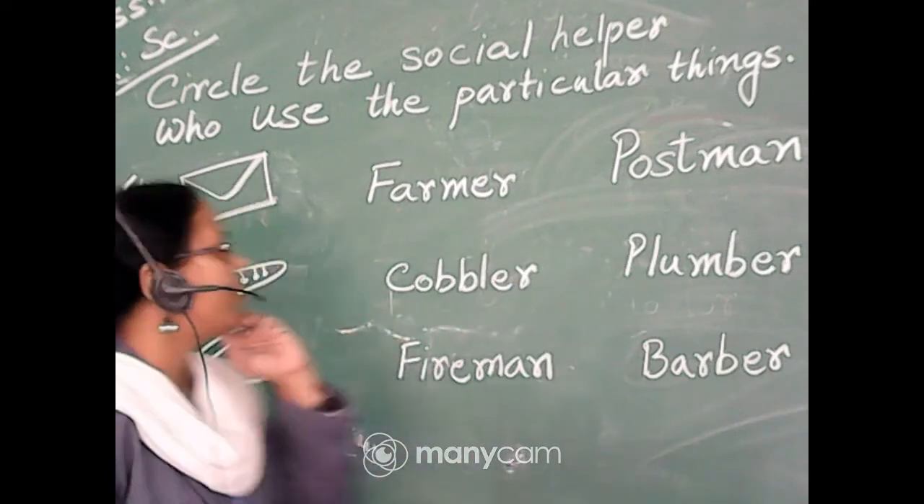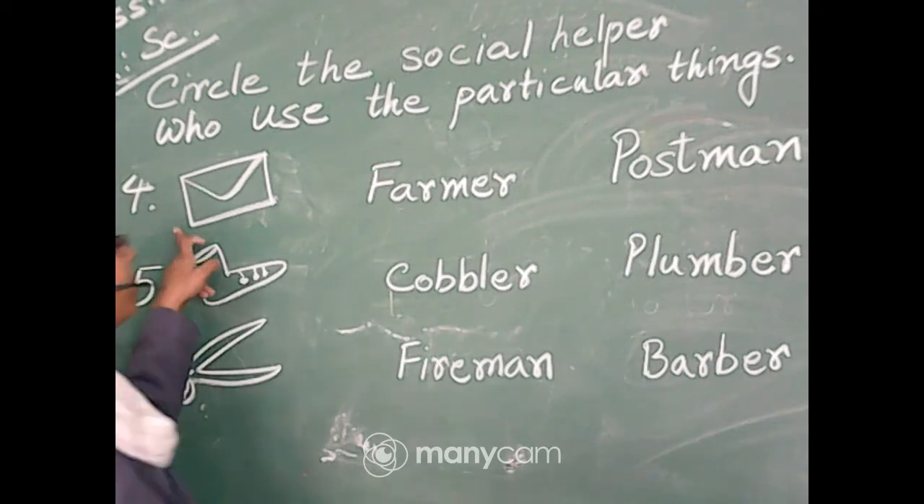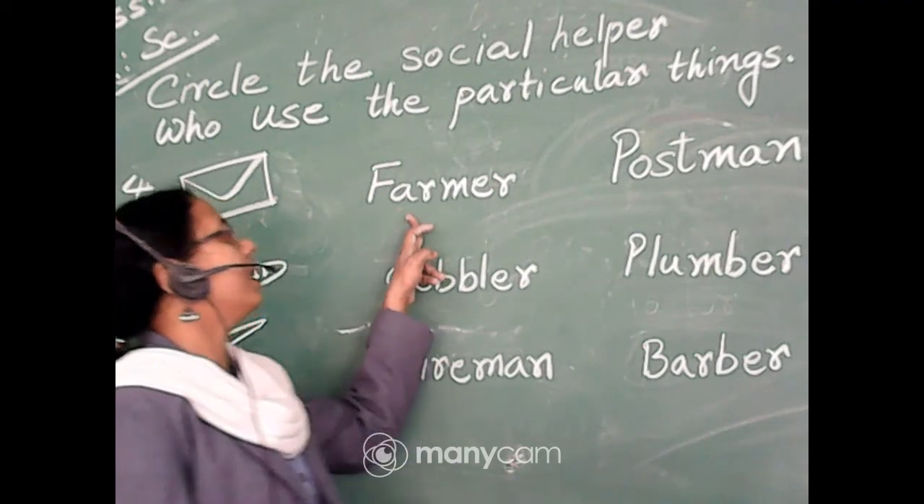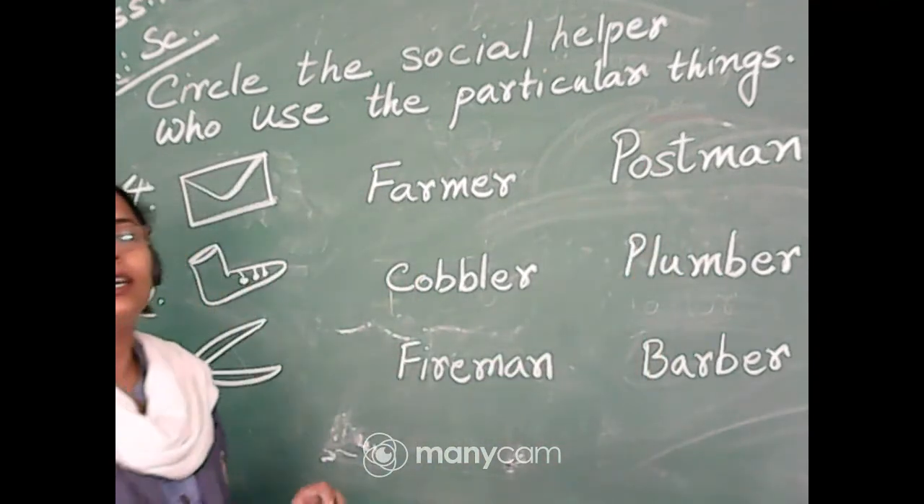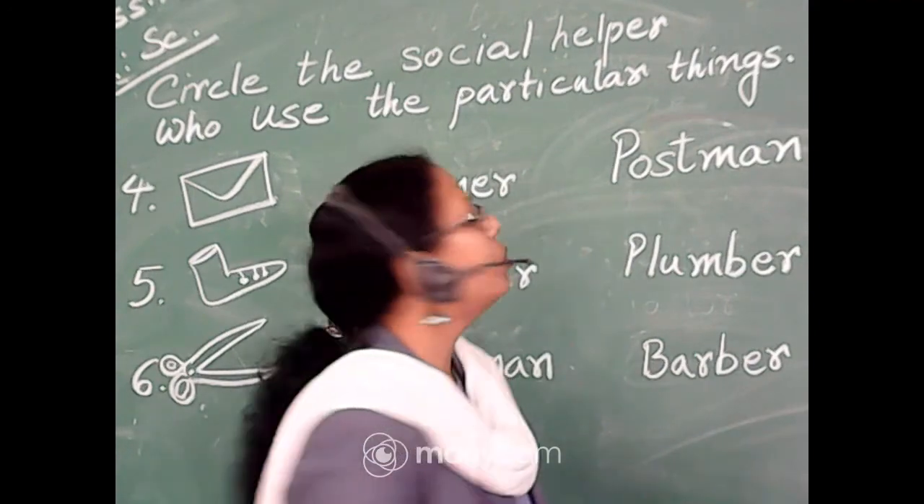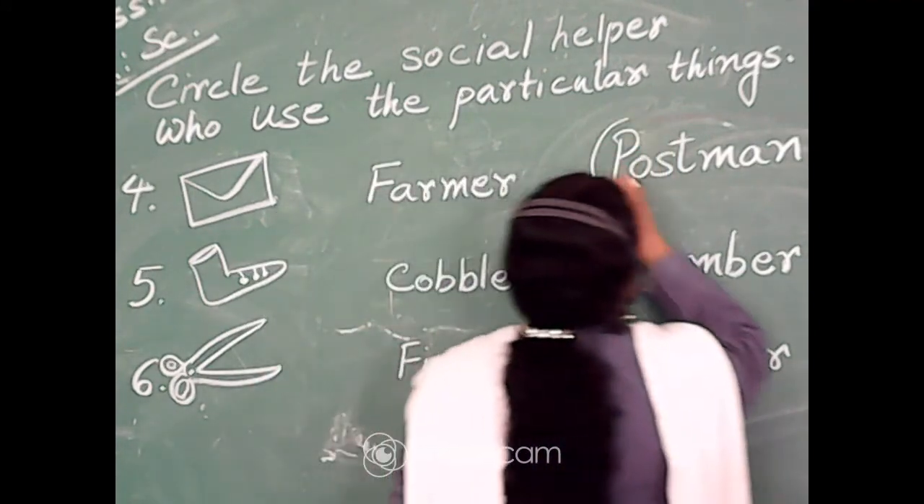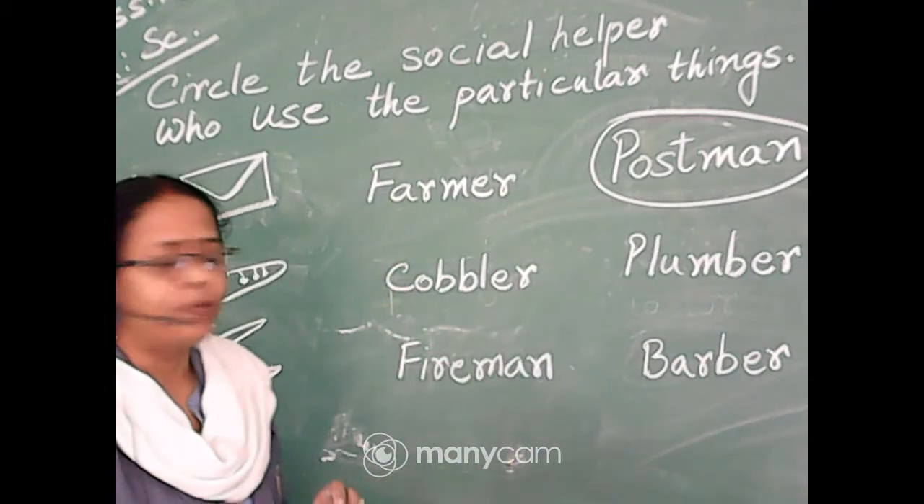So let us go for number 4. In number 4 we can see over here we have one envelope, and two social helpers are there, farmer and postman. So letters are related to which social worker? Letters are related to the postman. The postman is the person who delivers letters to our home, right?